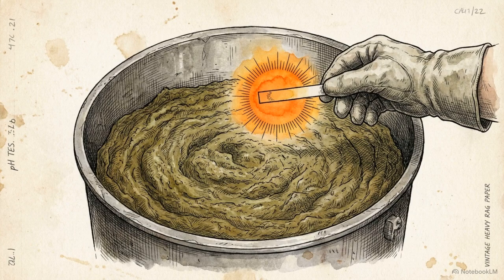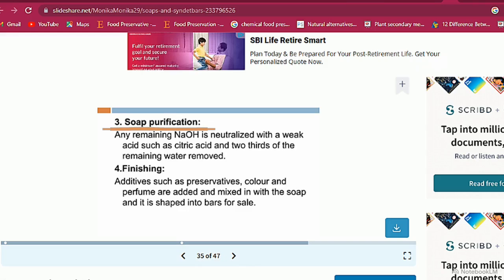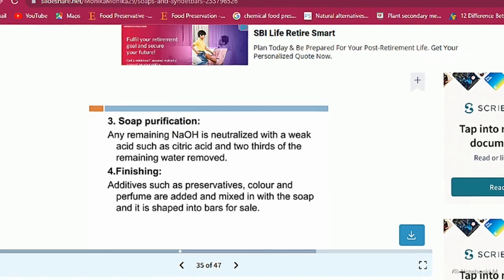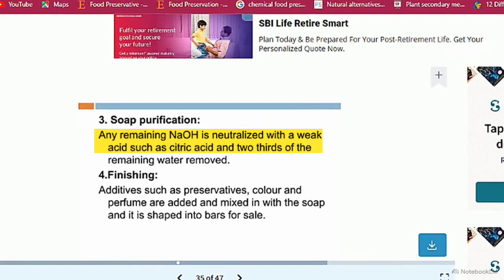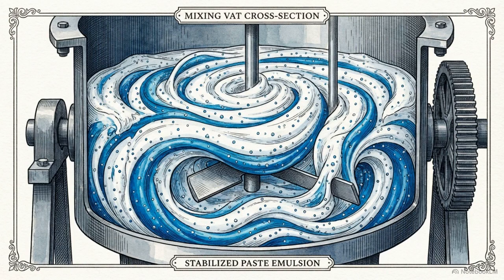However, this crude base contains unreacted lye and is too caustic for use on human skin. Step 3 of this manufacturing document outlines the purification phase. We neutralize any remaining sodium hydroxide by adding a weak acid, like citric acid, bringing the pH down to a safe level. With a neutral base established, manufacturers mix in builders to stabilize the formula, along with preservatives and colors, before pressing it into a commercial bar.